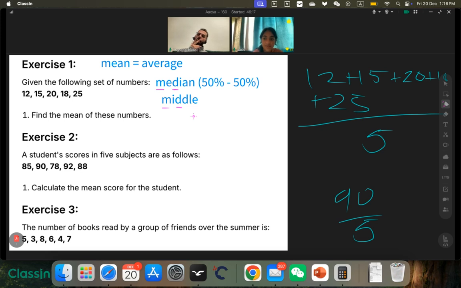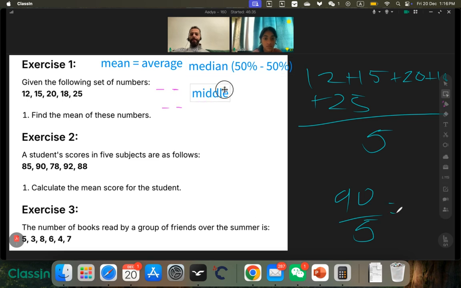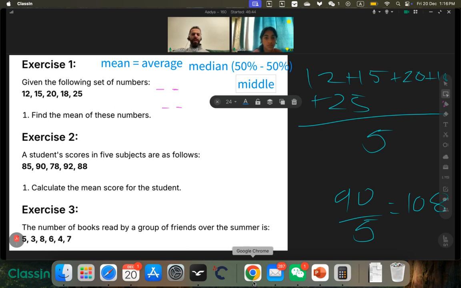108. Um, for the mean or the median? For the mean. Can you write the answers down? 108. Wait, 90 over 5 is 108? Did it?